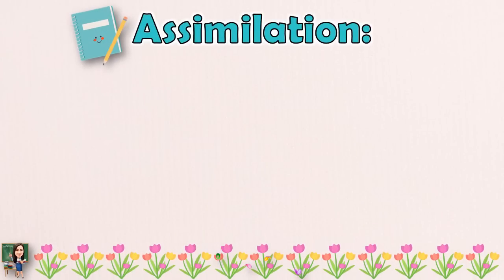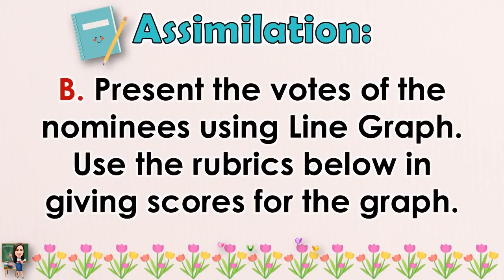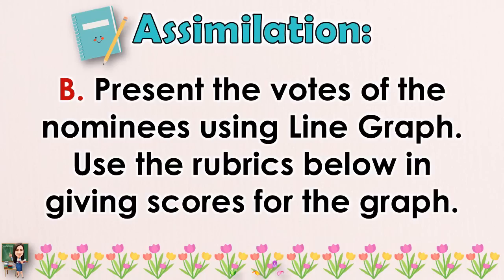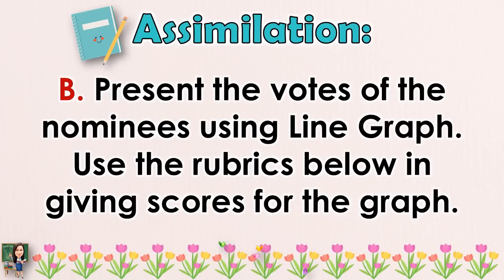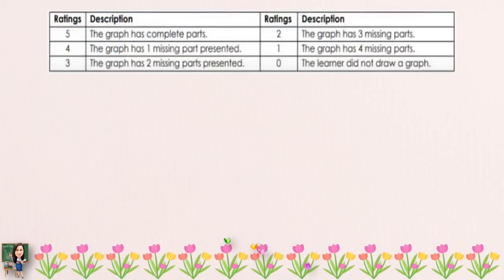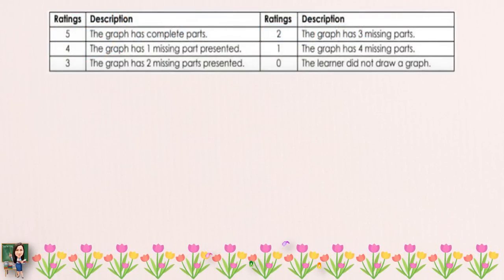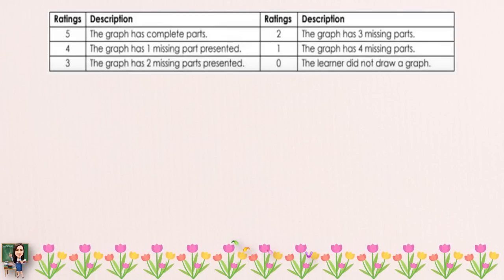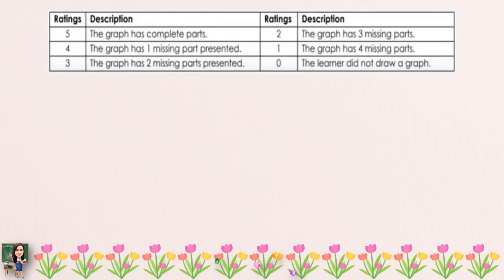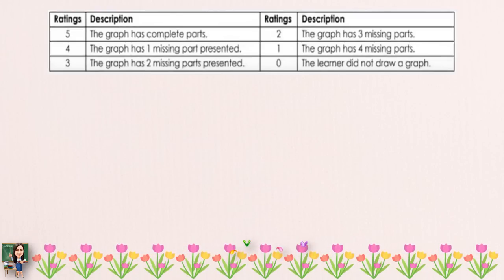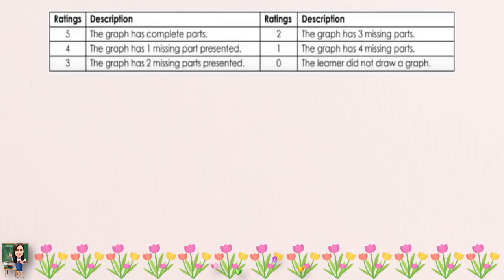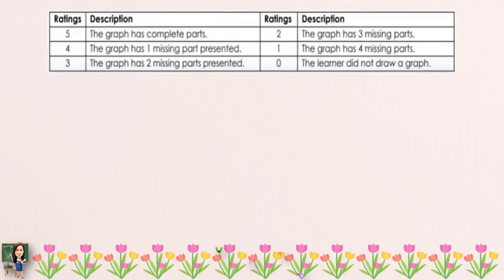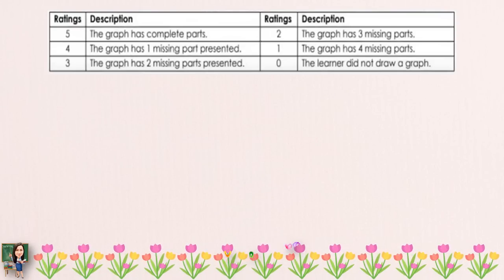For assimilation, letter B, present the votes of the nominees using a line graph. Use the rubrics below in giving scores for the graph. So here is the rubrics. 5 points for the graph has complete parts. 4 points for the graph has 1 missing part. 3 points for the graph has 2 missing parts. 2 points for the graph has 3 missing parts. 1 point for the graph has 4 missing parts. And 0 for the learner did not draw a graph.